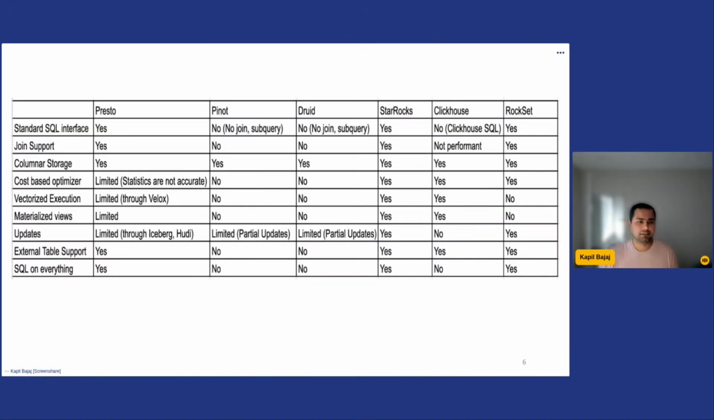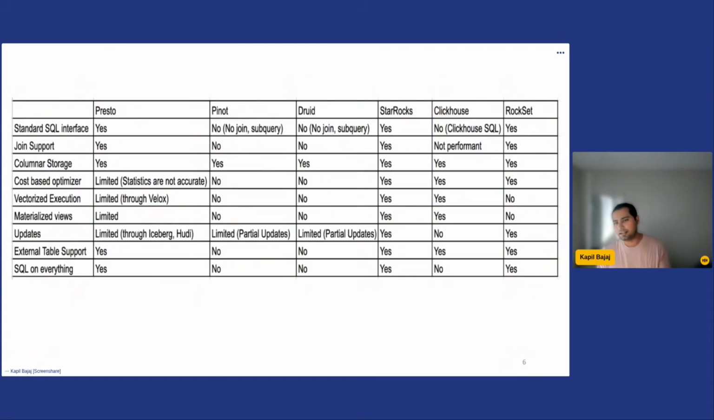So here is a table which we actually used in our evaluation. I have not put all the options which we evaluated, but I just wanted to give an idea of what we did. So some of these are a bit different than others. Like Presto, we just evaluated to see how Presto would work for our use case. Pinot and Druid, I would say, are similar in terms of how long they have been in the industry, whereas StarRocks, ClickHouse, and Rockset, I treated them as newer options.